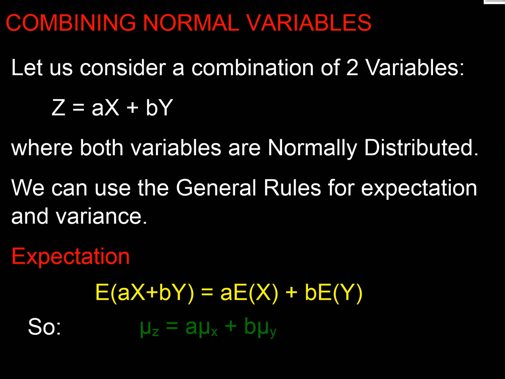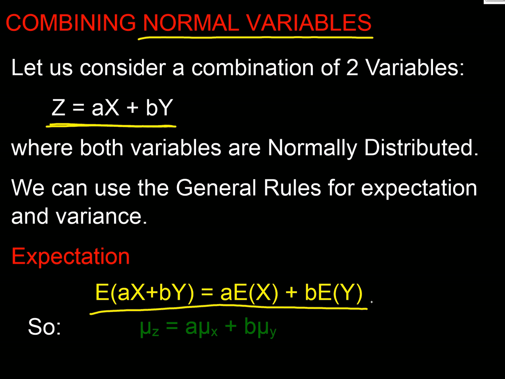Hello. This is an explanation of expectation algebra and using it when combining normally distributed variables. We've already been through, in the earlier videos, a generalized combination of two variables, that z is ax plus by, and we calculated the expectation of ax plus by and showed that it would be a times the expectation of x plus b times the expectation of y.